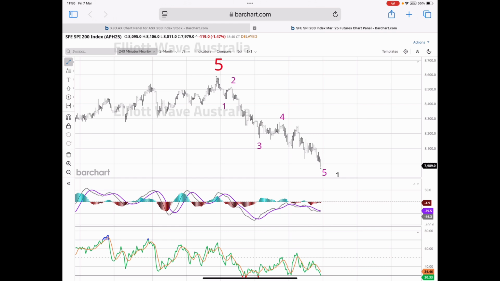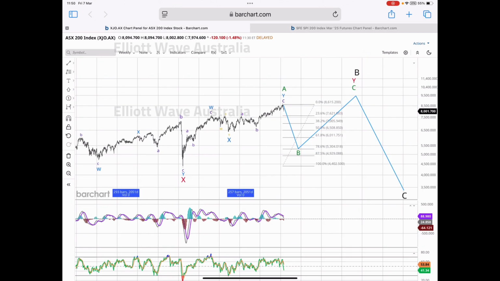But time will tell. And just moving back to the XJO on the weekly chart, zooming out. Currently I've got quite a large move lower. I don't know if it will go that low. We'll just have to see how things progress, and time will tell.